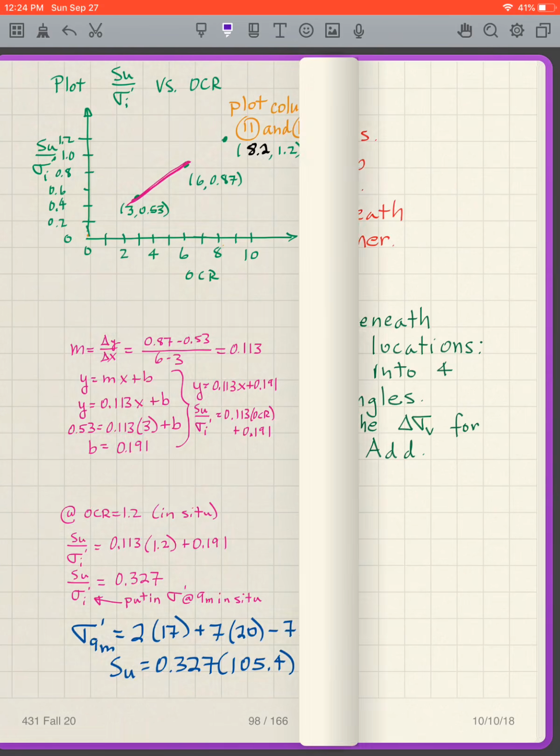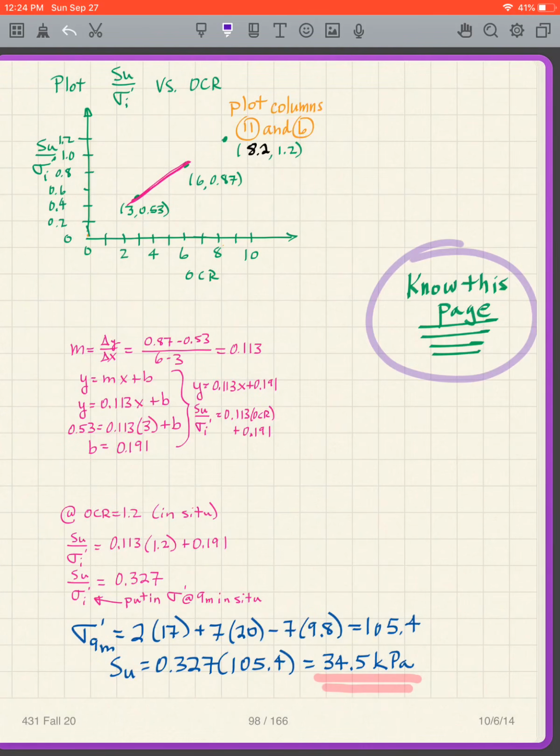And let me just say, you need to know how to do this, okay? A little bit tricky, but overall straightforward once you understand what's going on here.